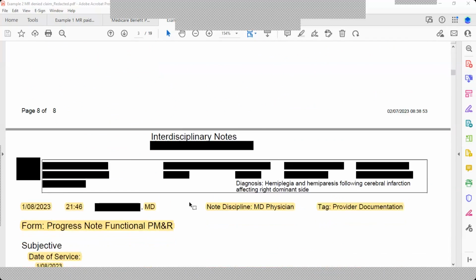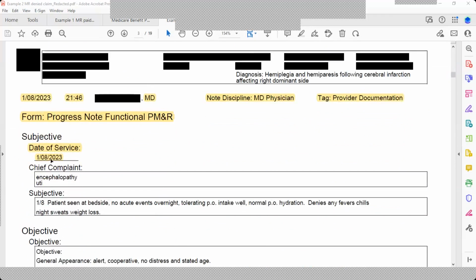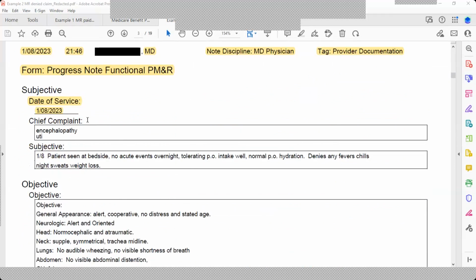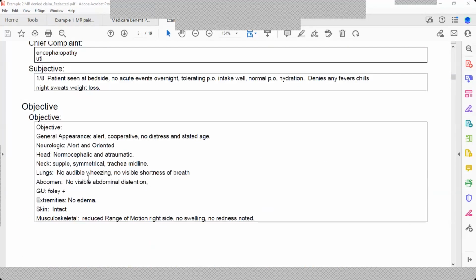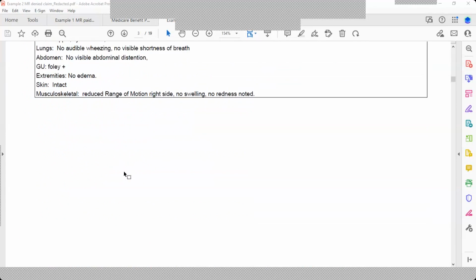The physician completed a face-to-face note on January 8th. Here's our face-to-face note on January 8th. The note contained a thorough description of the patient's status. So we do have our chief complaint, subjective information from the patient, our objective information, and our assessment.